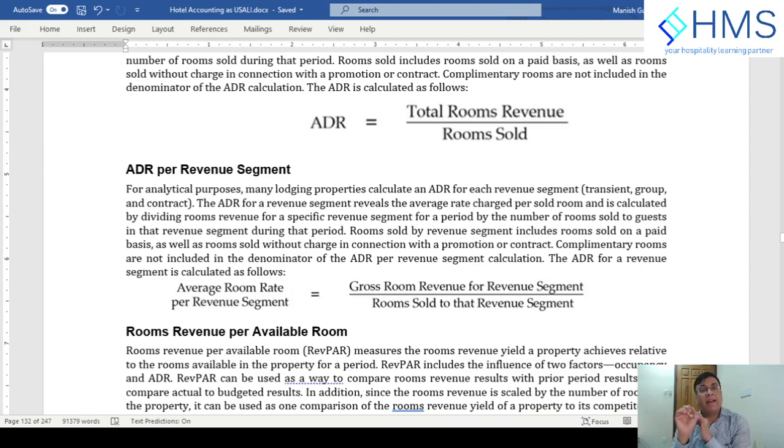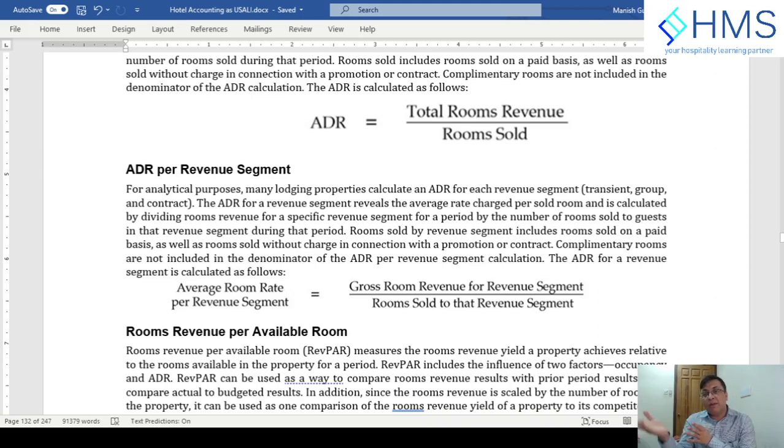Now you have ADR by revenue segment. So ADR for that revenue segment, that particular gross room revenue for the revenue segment divided by the rooms sold to that particular revenue segment. So the first ADR is for the entire hotel, minus the allowances, and adding the other room revenue. But ADR per revenue segment is only the revenue for that particular segment without deducting the allowances and also without adding the other room revenue. So here you will be getting only the gross.